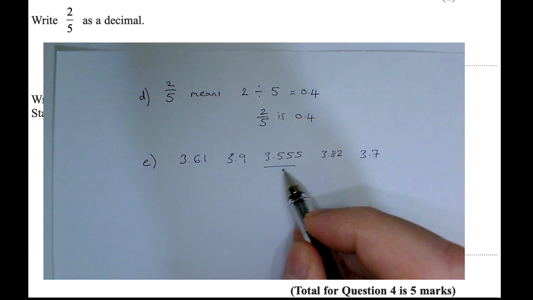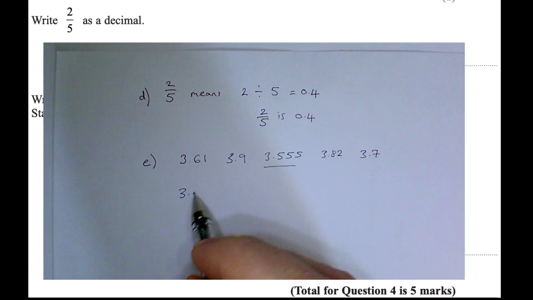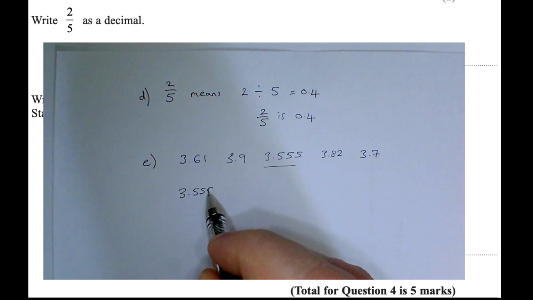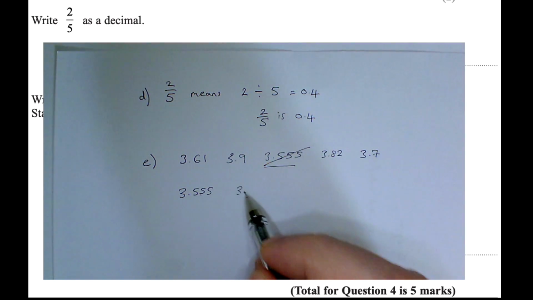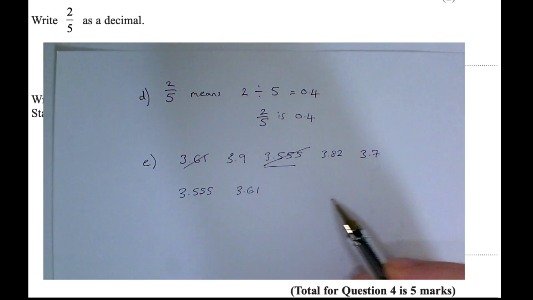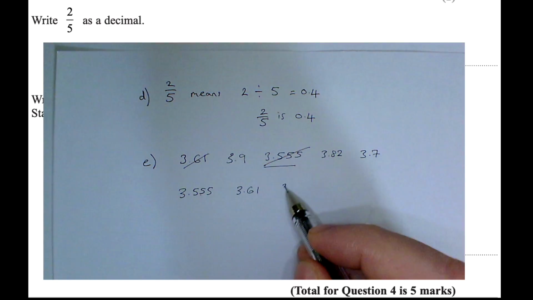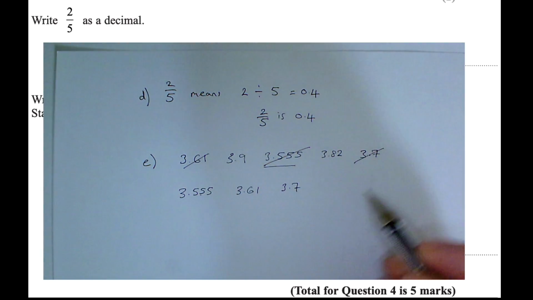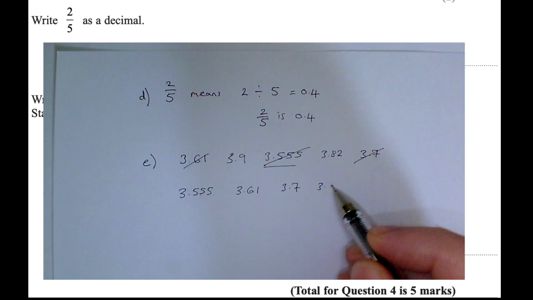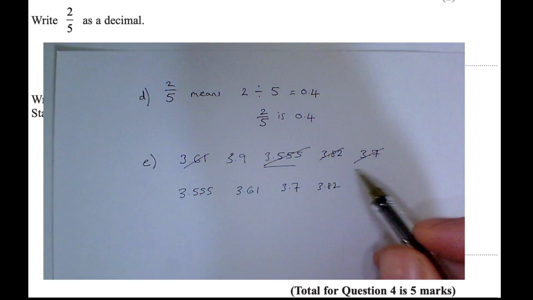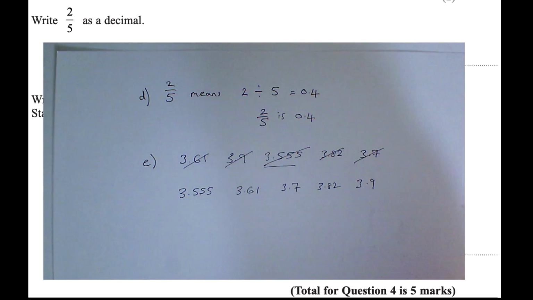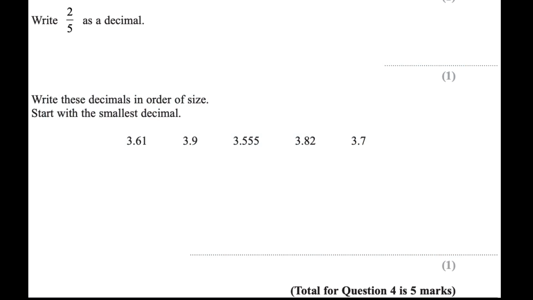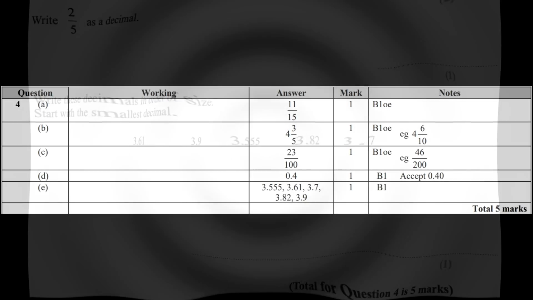And I think the smallest number I've got there is 3.55. Once I've written it down, I'm going to cross it out so I don't use it again. 3.61, cross it out. 3.7, cross it out. 3.82, cross it out. And 3.9, cross it out. So I think those are the answers in ascending order. If they wanted it the other way around, they'd say descending order. Okay, it does say start with the smallest decimal, so I've done that.